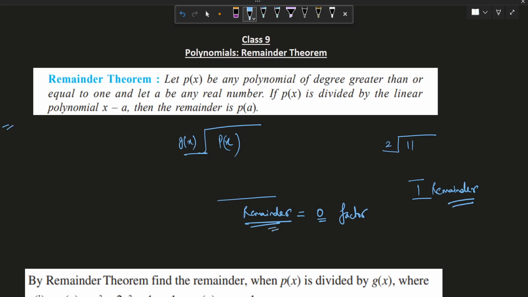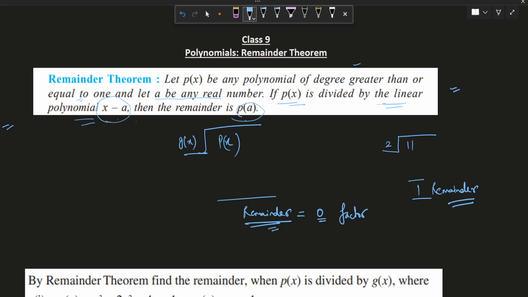So let's check what this remainder theorem is. It states that let p(x) be any polynomial of degree greater than or equal to 1. So you should have a polynomial which has a degree, degree 1 or greater than 1, and let a be any real number. So if p(x) is divided by a linear polynomial, not a quadratic or a cubic one, then the remainder is given by p(a).